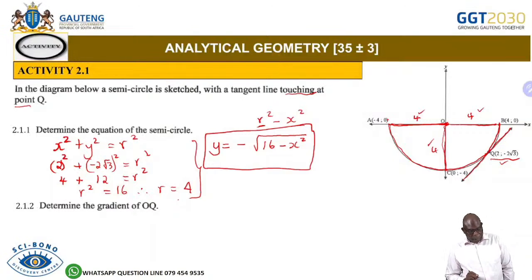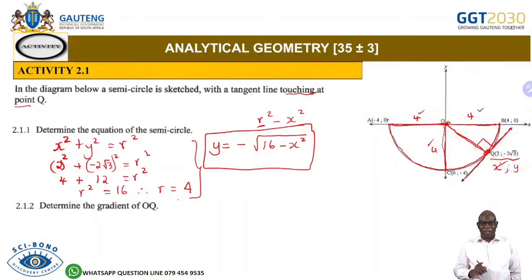Now, the next question says we must get the gradient of OQ. What do you know about OQ? I know that that line will always be perpendicular to the tangent at the point of contact. So in other words, I need the gradient of that. I know that this is x, this is y. What is the gradient? It is the change in y over the change in x. In these circles, it is easy and straightforward. This question, everyone must get it.